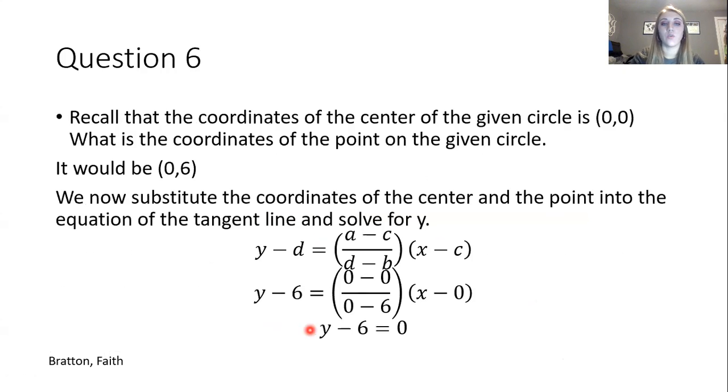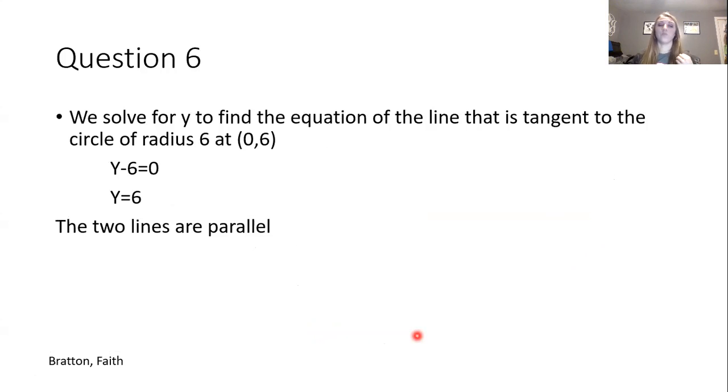Okay, we recall that the coordinates of the center of the given circle is (0, 0). What is the coordinates of the point of the given circle? It would be (0, 6). We now substitute the coordinates of the center and the point into the equation of the tangent line that we were just using earlier. So we plug those in, and we get y minus 6 equals 0. To solve for y, to find the equation of the line that is tangent to the circle of radius 6 at (0, 6), we do y minus 6 equals 0, so y equals 6.